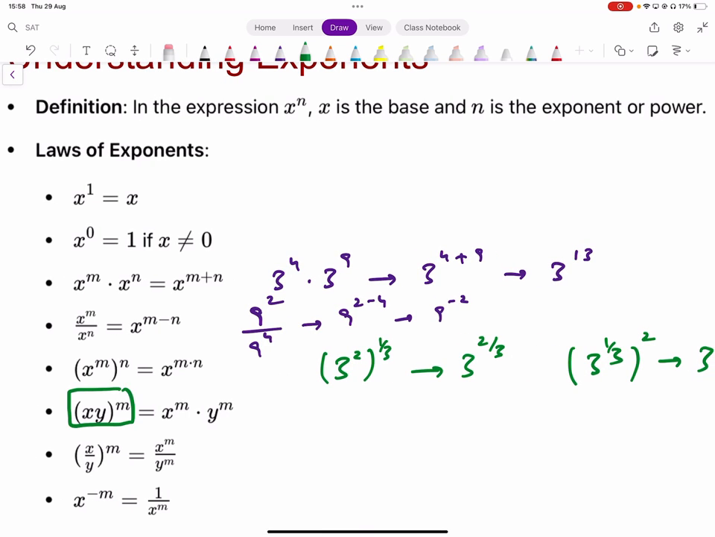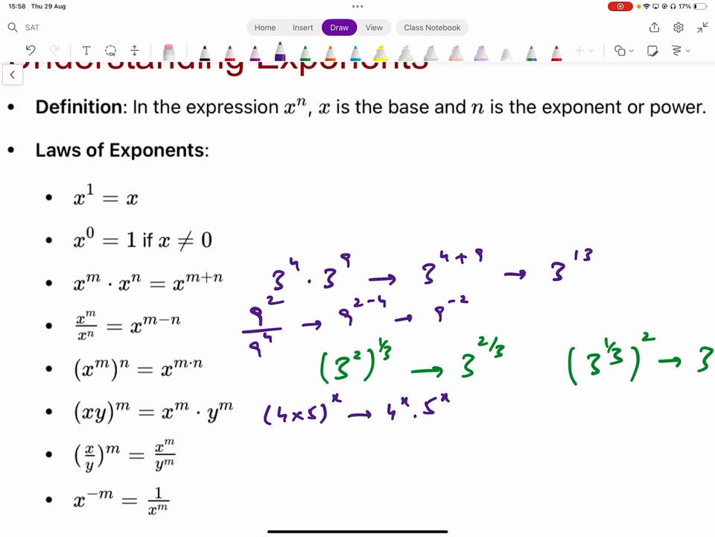Then if you have something like this, xy whole power m, you have two things multiplying and there's a whole power. So for instance, you have 4 into 5 whole raised to power x. That's the same thing as saying 4 raised to power x into 5 raised to power x. If you have a whole power, that power can be placed as the power of x and y individually like this.